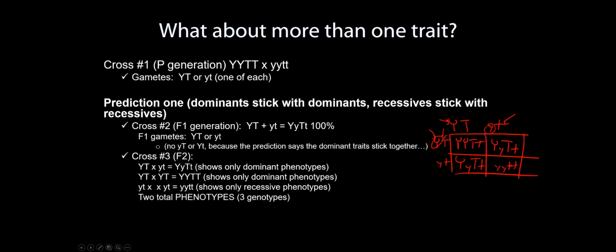Okay, so this would be the outcome. We would see 25% tall yellow, another 25% tall yellow, another 25% tall yellow. So in other words, we'd see 3 tall yellows to 1 short green. Okay, the alternative is much more complicated.